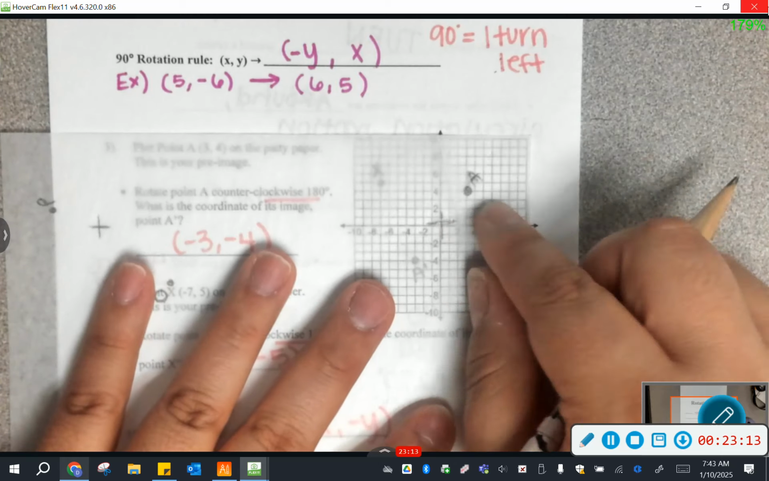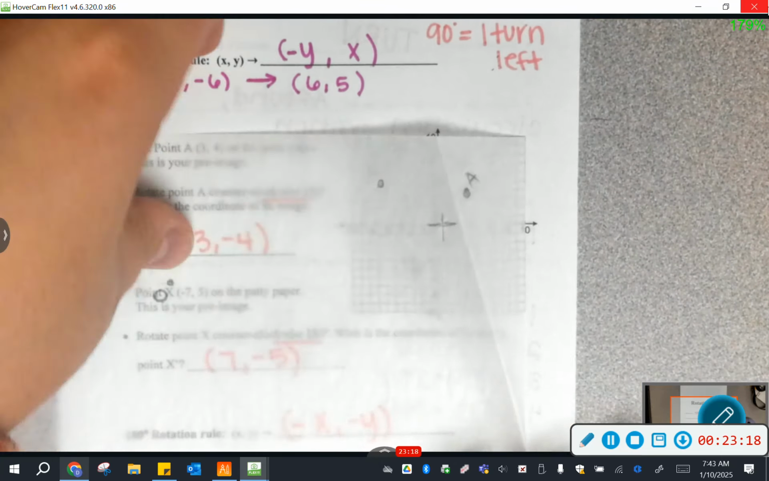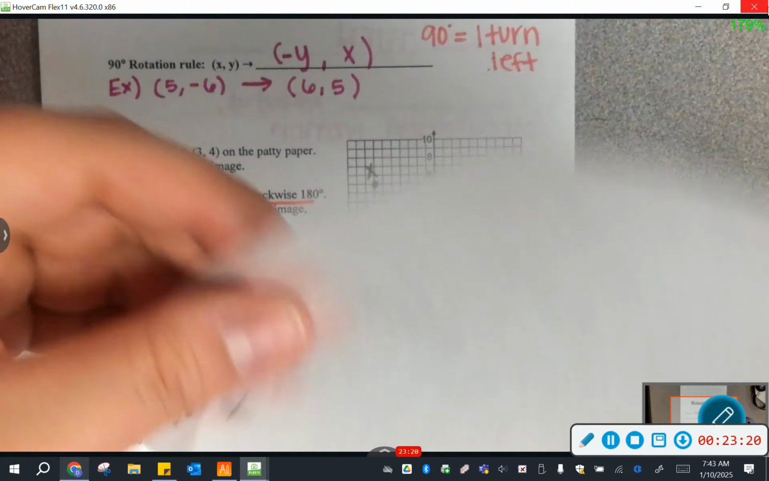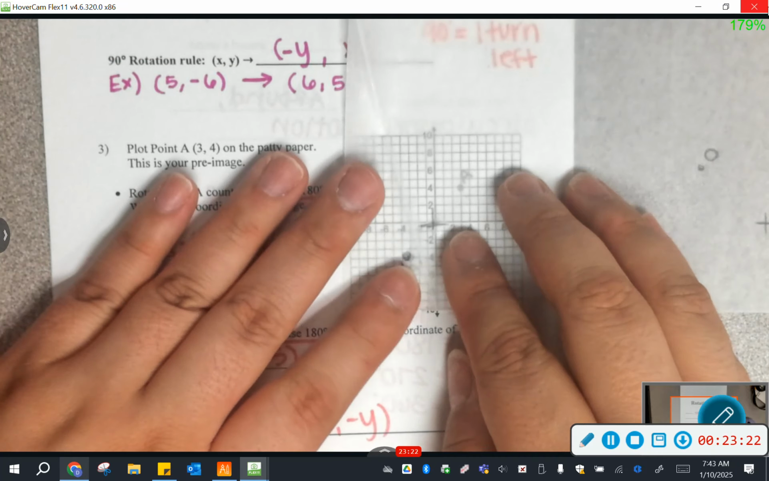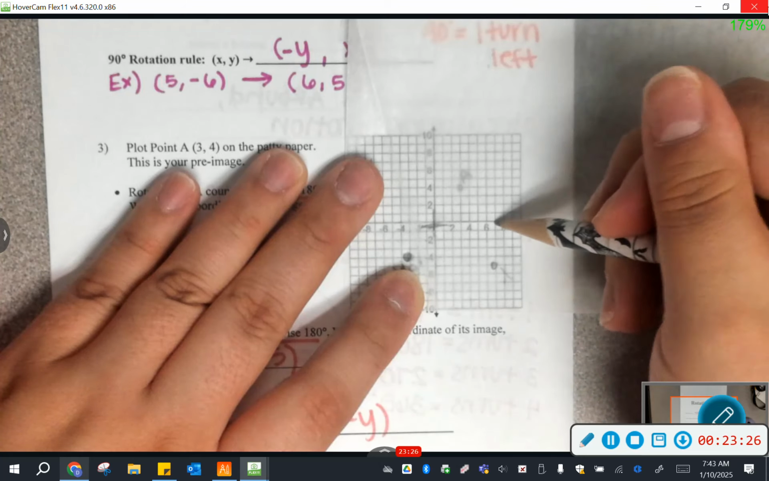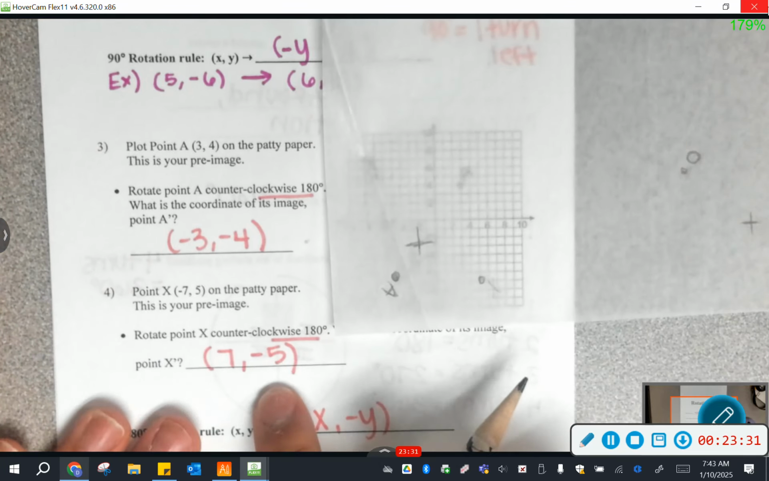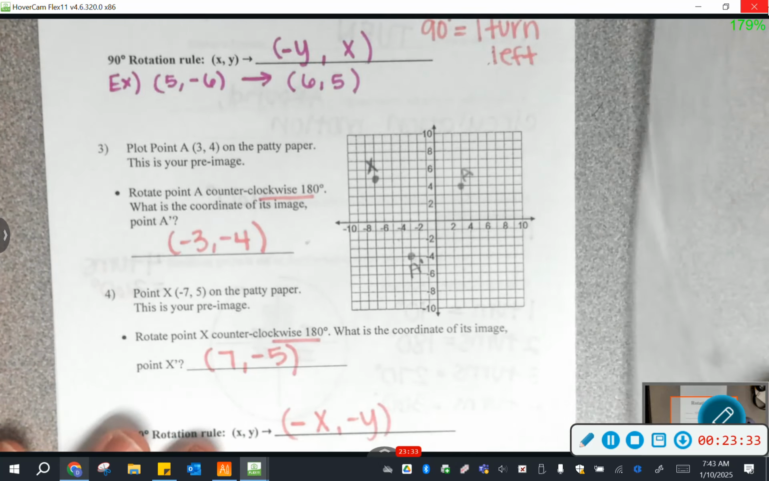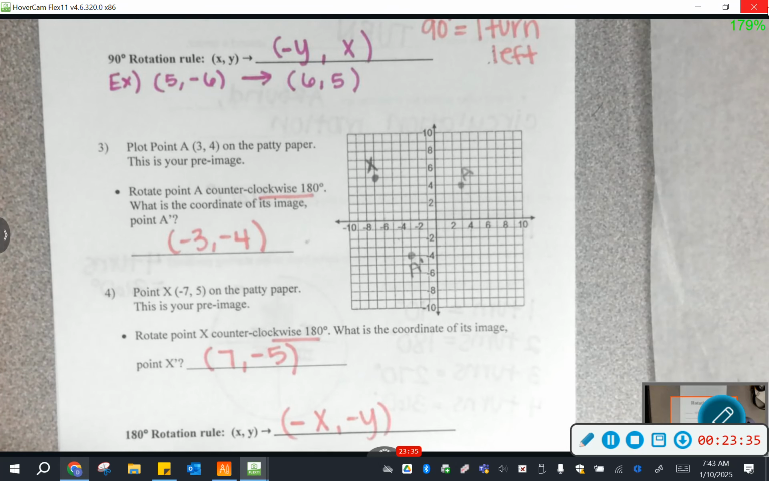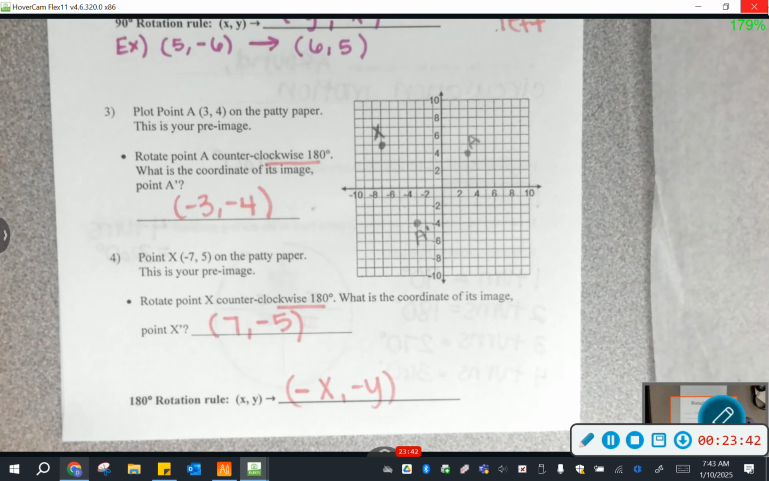So I have this. Here, I'm going to turn my paper one time, two times. Where do I end up at? Close. 7, negative 5. Isn't that what we got? Yeah. So it works. So the rule for 180 is negative x, negative y.